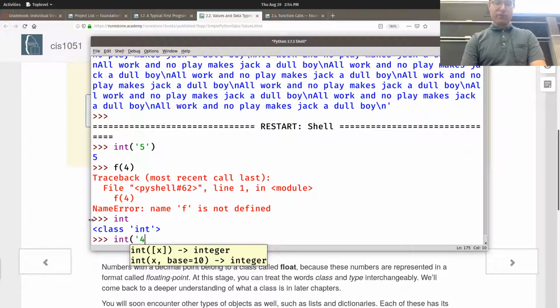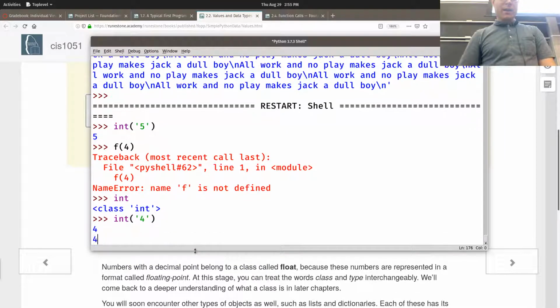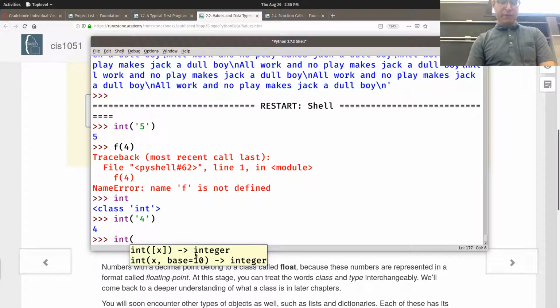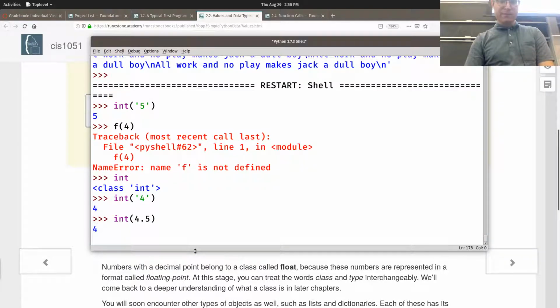And when I'm typing, it's saying, hey, here's what we are going to do. Put in some number, and it'll convert it. Also, there's an option of using the base over here. By default, the base is 10. So I can take 4, throw it into the int function, and it turns into 4. I can also take the floating point 4.5, and let's see what happens. It cuts out that 0.5 and turns it into an integer. So for those three types, int, string, and float, there's a corresponding function to turn one of those things into another.